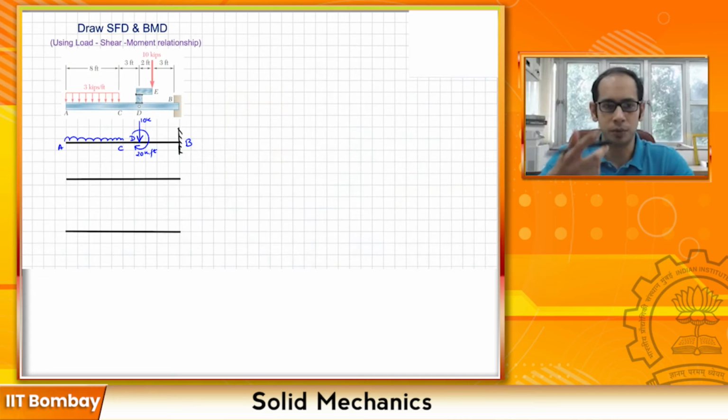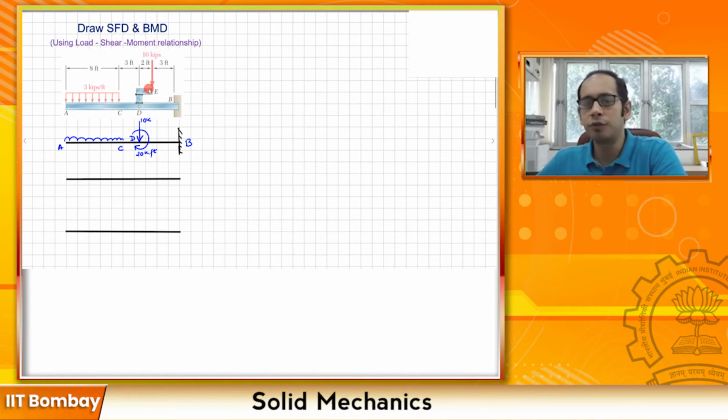Let's take a look at this problem. We had looked at this problem before. We had a beam AB with some uniformly distributed load, and a point load over here, which we solved using the method of sections.